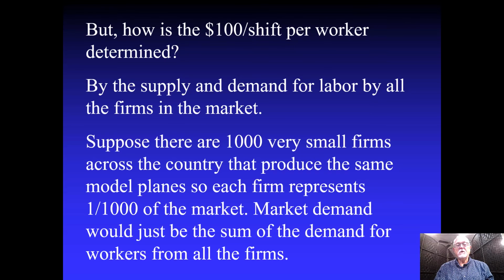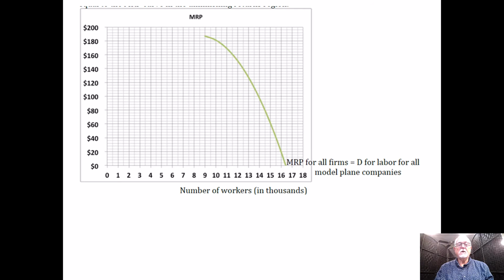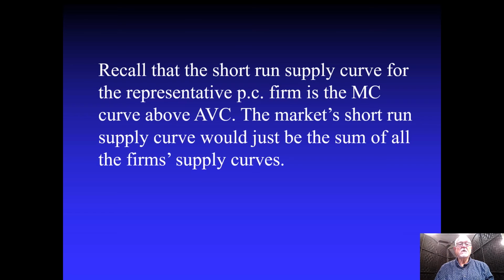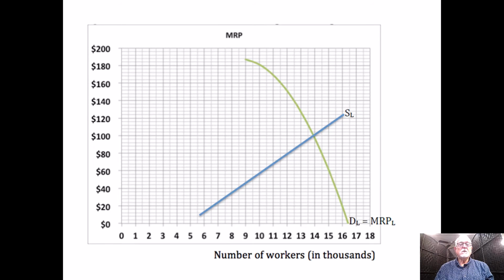Market demand would just be the sum of all the demand for the workers. So that's the input market part. And so we could just scale up by 1,000. This is thousands now to get the market demand. Now recall in the short run, for the representative firm it is the marginal cost curve above the average variable cost. And so the market short run supply curve would just be the sum of all the firms' supply curves. So let's just come up with a supply curve for the market.